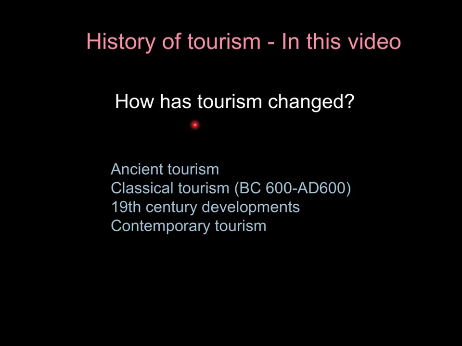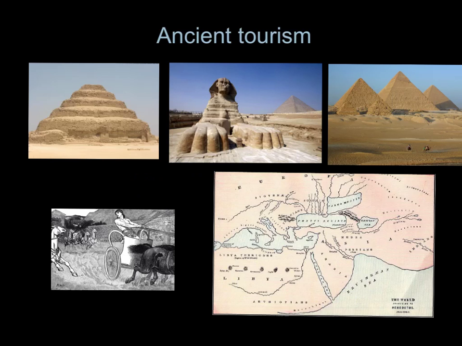So to address this broad question of how has tourism changed, we need to look at the 4 distinct periods that we can look at, the different types of tourism. So the first time period that we'll look at is ancient tourism. The next that we'll look at is classical tourism, and that time period runs from BC 600 to AD 600. Then we'll look at some of the 19th century developments that allowed tourism to change into modern tourism, and then we'll look at contemporary or current tourism.